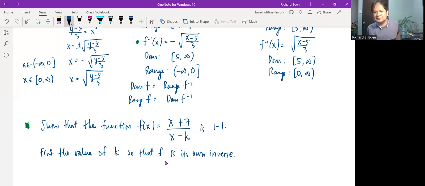This is really trippy. The inverse of f is also x plus 7 over x minus k, but that's not going to happen for all k. For many values of k, the inverse will be some other function. But what should k be so that f will look exactly like f inverse? So that's the problem.